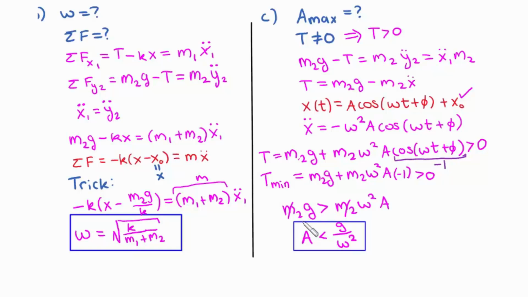That means that we can say that my A max, what we were trying to find over here, is when it's smaller than g divided by omega squared. When the limit from the left-hand side of our amplitude is equal to g divided by omega squared, then we have our maximum amplitude, and it is the left limit we're taking. So that's the end of this question.